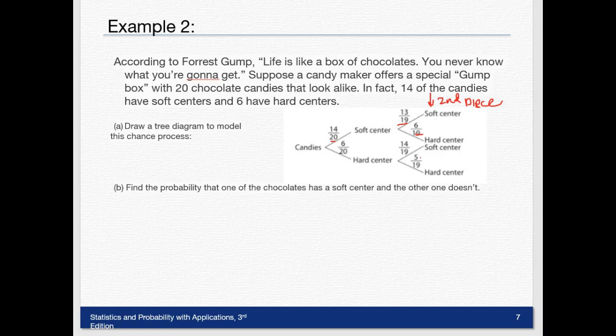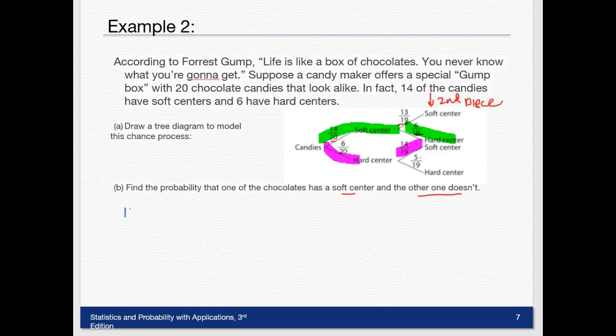So B, find the probability that one of the chocolates has a soft center and the other one doesn't. You have to think through your diagram. One has a soft center, one doesn't. So this would be soft center, and then this would be the hard center, right? And the other way this can happen is if I pick a hard center candy first, and then I get a soft center candy. So then I need to calculate these probabilities.